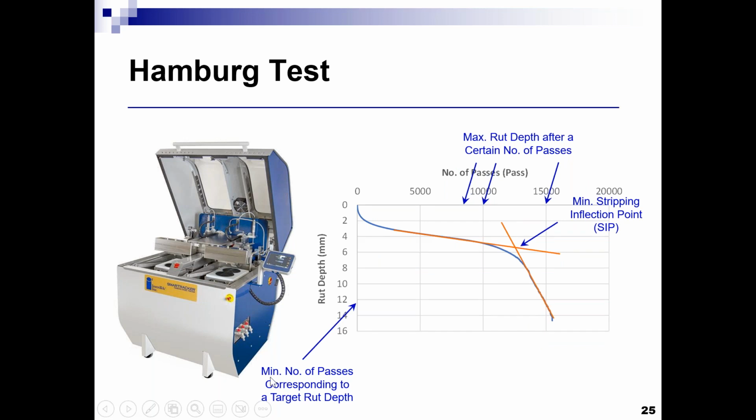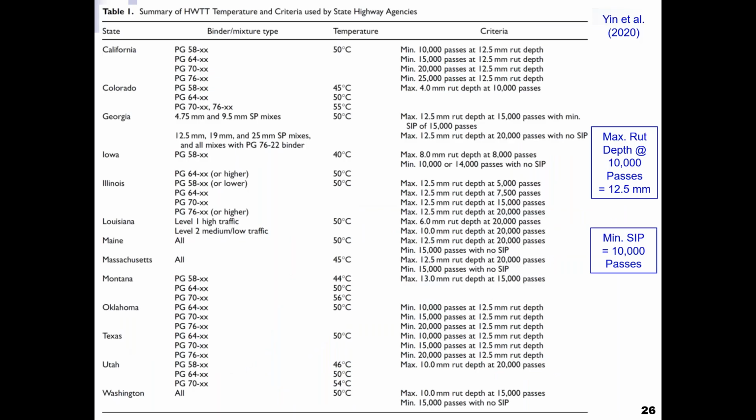So some people looked at the minimum number of passes corresponding to a target rut depth. Some people looked at the rut depth that corresponds to a certain number of passes. Other people looked at the stripping inflection point, or even the slopes of the deformation curve during the secondary or the tertiary stages.